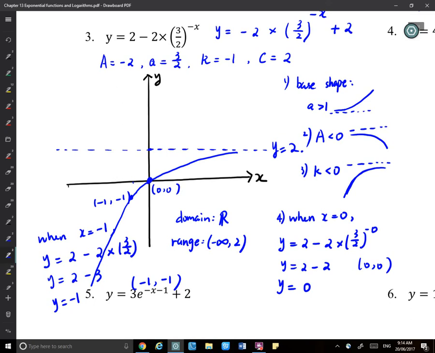Okay, that's how you do this type of graph. We have 3 graphs left, and I want you to do these as homework. And Thursday we will start with this first and continue with the rest.